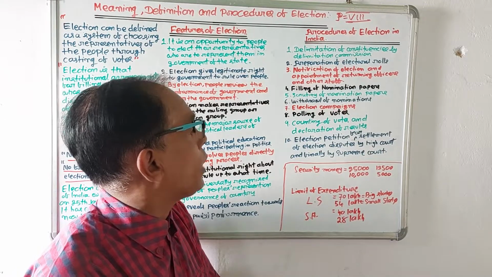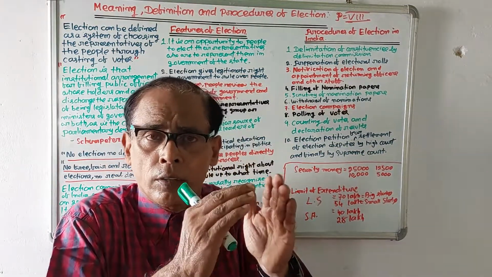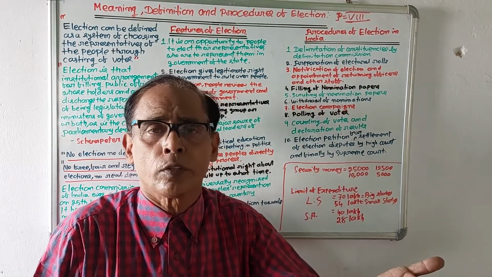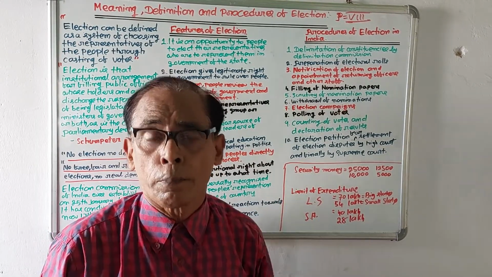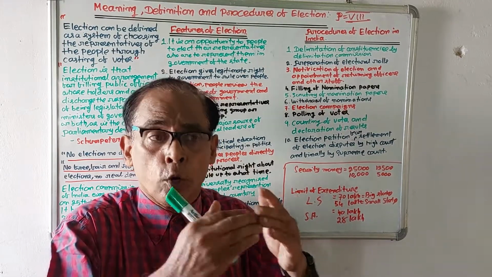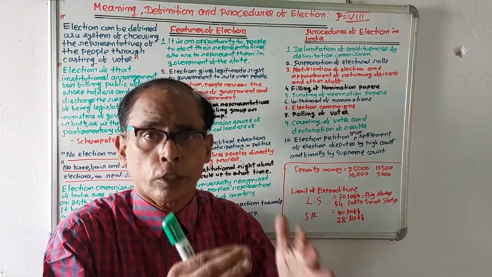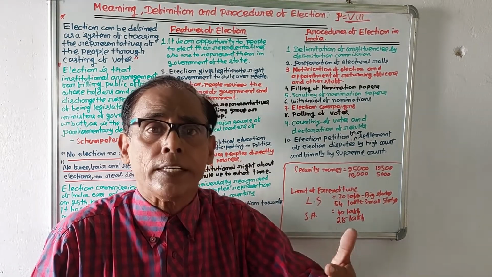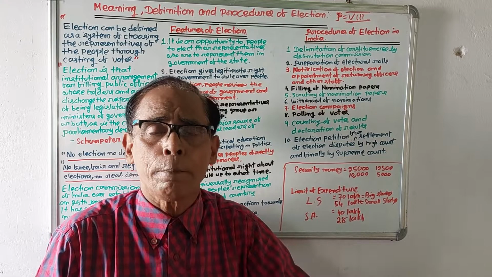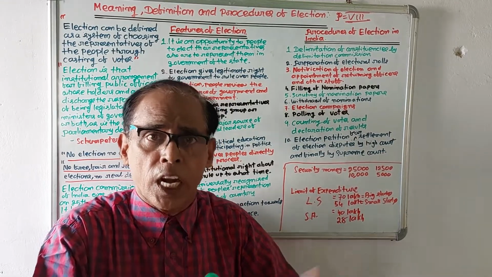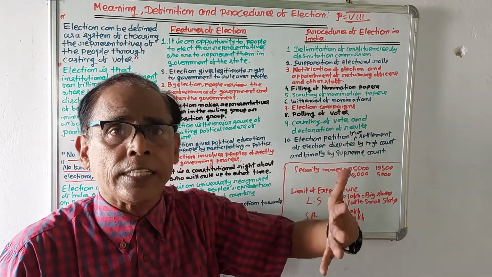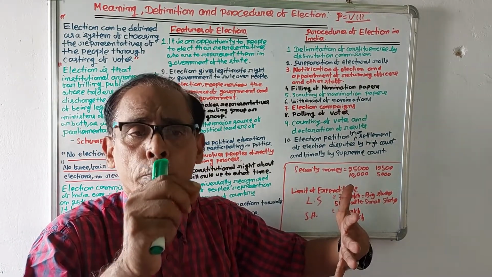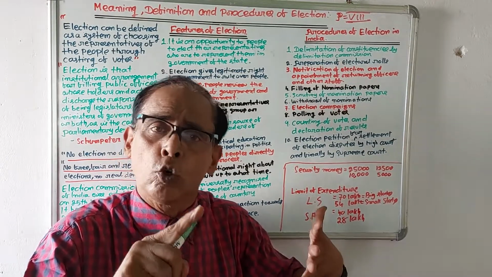Then number 8, polling of votes. On the date of election, people will be told to give their votes. Whenever they go to the polling booth, their identifications will be verified, and they will be given a ballot paper where the names of the contesting candidates on one side and the symbols on the other side are mentioned. They will have to put a tick mark against the candidate whom they support.